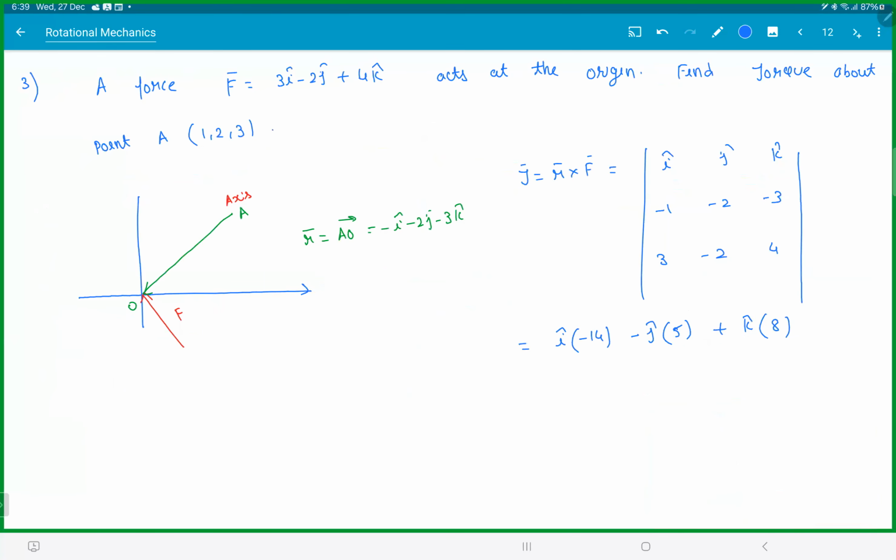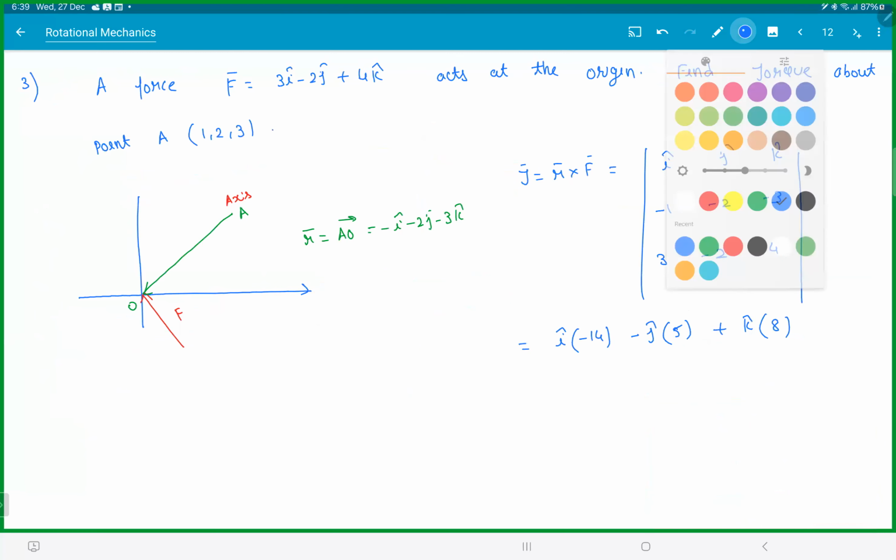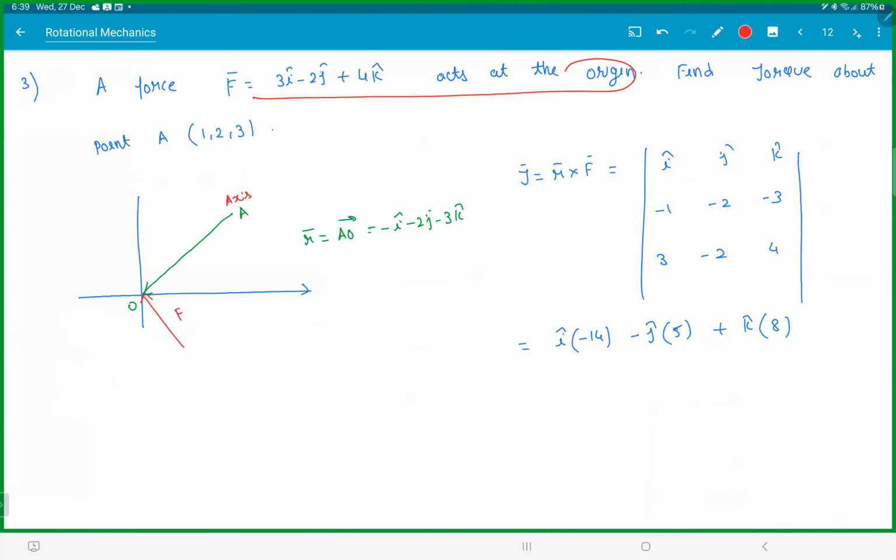Now, here, where is the force applied? At the origin. Where is the axis? Here. The vector should go from where to where? A to origin. So head is at the origin, tail is at the A bar here. This is your R bar.